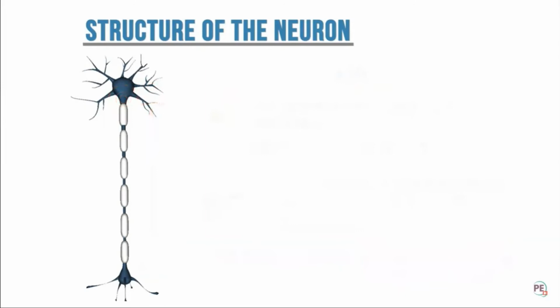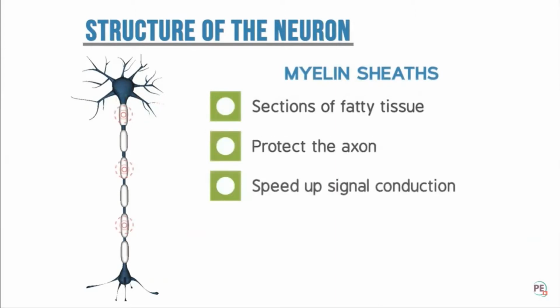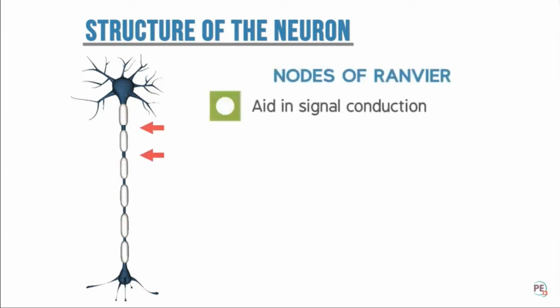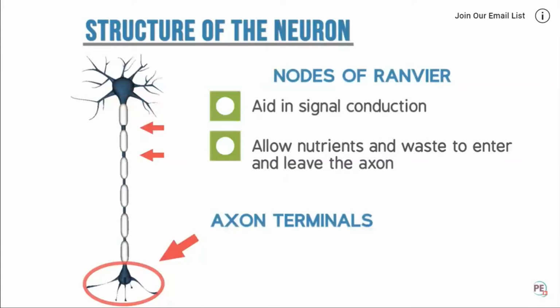Covering the axon are myelin sheaths. Myelin sheaths are sections of fatty tissue that help to protect the axon and also help to speed up signal conduction along the axon. The gaps between myelin sheaths are called the nodes of Ranvier. These also aid in signal conduction, and they also allow nutrients and waste to enter and leave the axon. Finally, at the end of the axon are extensions that branch off to form several axon terminals.